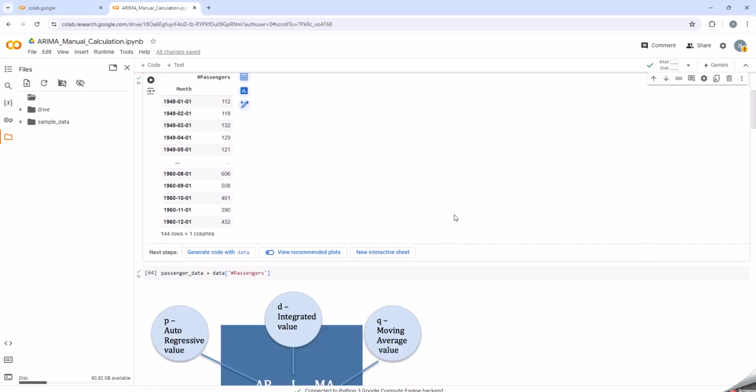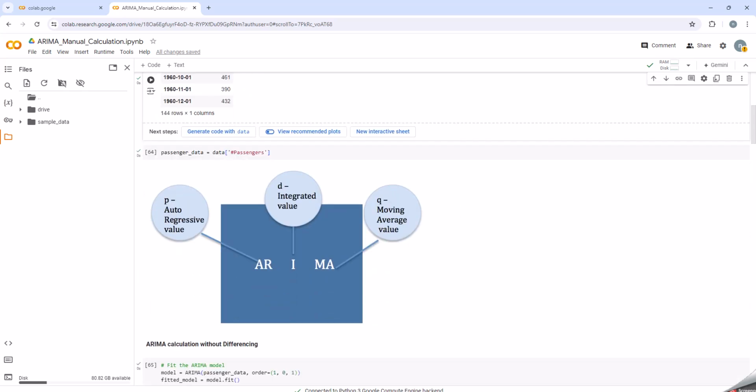We're going to use the ARIMA model. ARIMA model is a time series forecasting model which stands for autoregressive integrated moving average. It has basically three parameters, P, D, and Q. P determines how many past values from the dataset are used to predict the future value. D determines how many times the data needs to be differenced to achieve stationarity. Q determines how many past prediction errors are used to determine the future value.